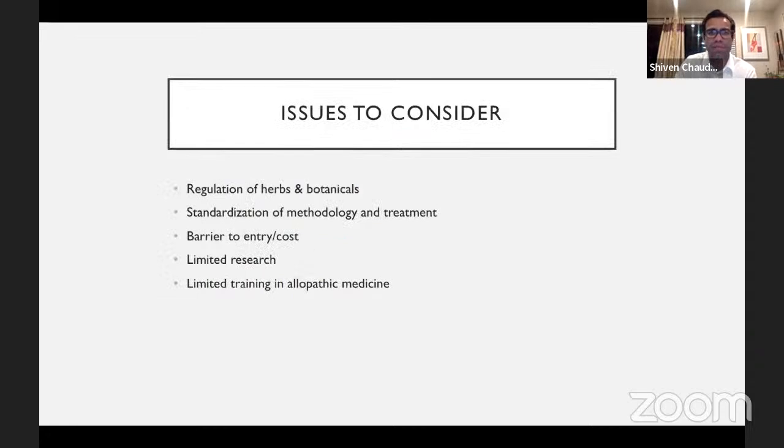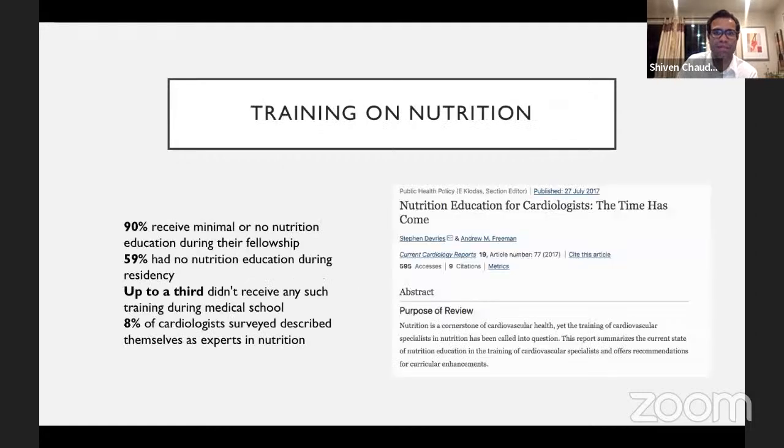There are a lot of issues in integrative medicine. A lot of them have to do with regulations and standardization of the field itself. Training in nutrition is lacking. And I think if you've learned anything today, that nutrition and food as medicine is important, and you've seen how effective that is in helping with chronic health conditions.